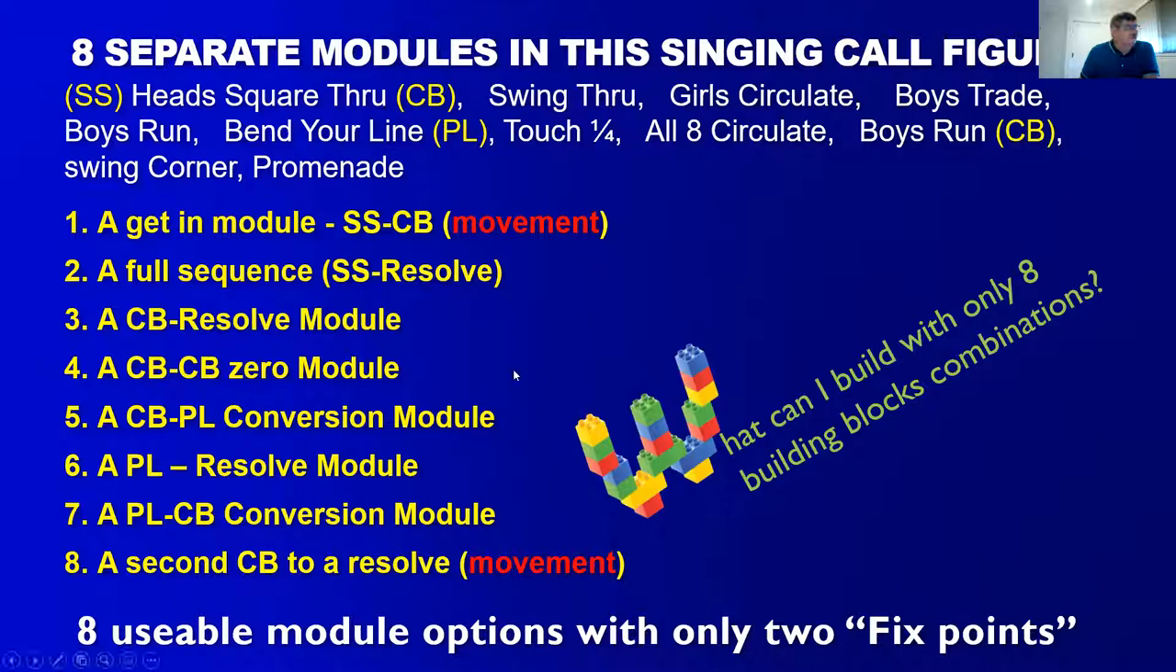So this is what you've got in that with two fixed points, corner box and partner line. You got to get in a full sequence. You've got a corner box resolve, you've got a corner box to corner box zero, a corner box to a partner line to resolve, a partner line to a corner box, and then you've got a second corner box to resolve, which is the element left. That's one simple figure composed of two modules. I wonder what I could build with that, putting those sequences and mixing them up.